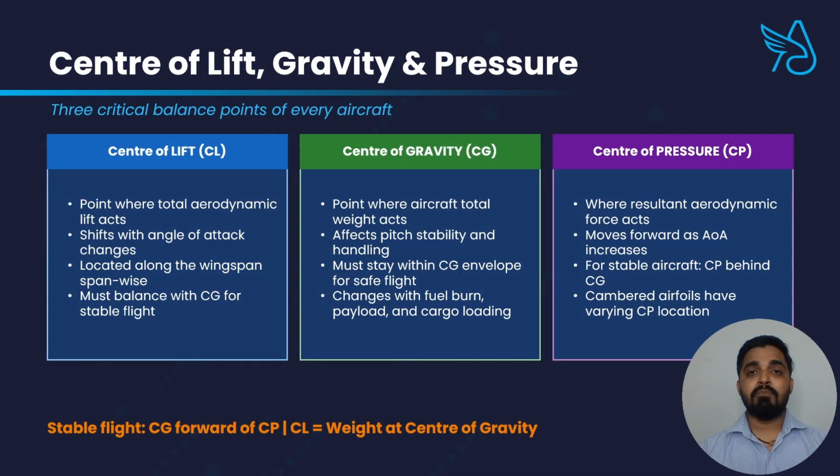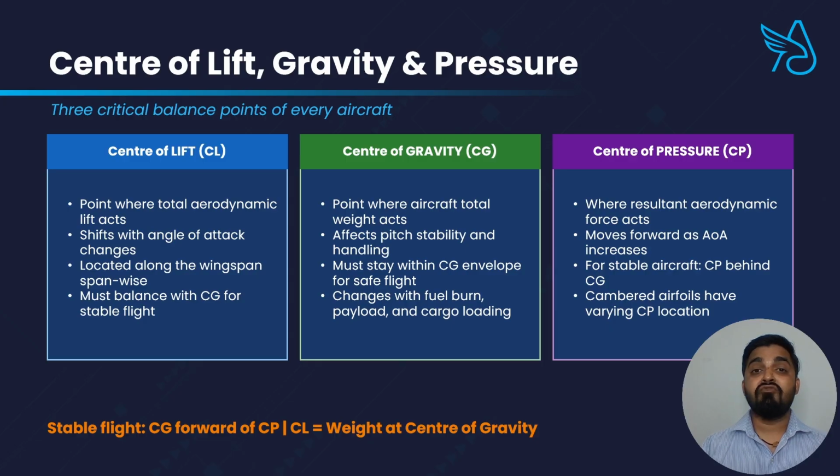Three critical balance points of an aircraft. Think of it like balancing a seesaw. The first point is the center of gravity. This is a single point where the complete weight of the aircraft acts downward. It includes everything: structure, fuel, payload. If you could balance the entire weight of the aircraft on your single fingertip, the CG is exactly where your finger would be. The CG point is the most important design parameter.